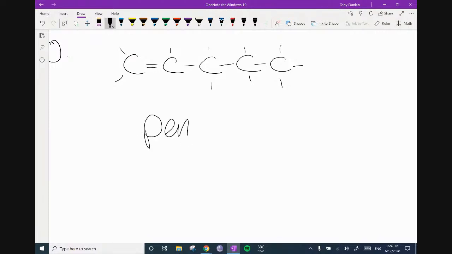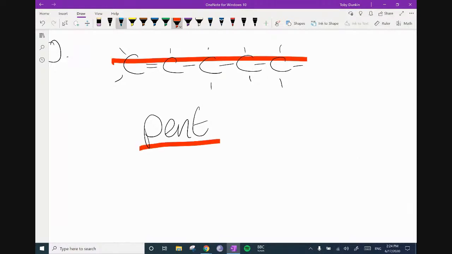This is pent. Let's color code this. Pent, longest chain. Yeah, 5 carbons in a row. Next thing, I spot the double bond, but I now need to number it. Libby, Pantene. Oh dear, Pantene. You're talking about the shampoo, aren't you? So this now becomes pent-1-ene because it's between carbons number 1 and 2.